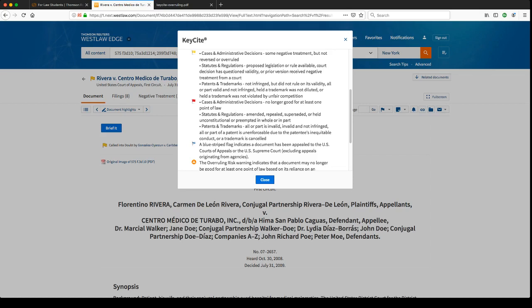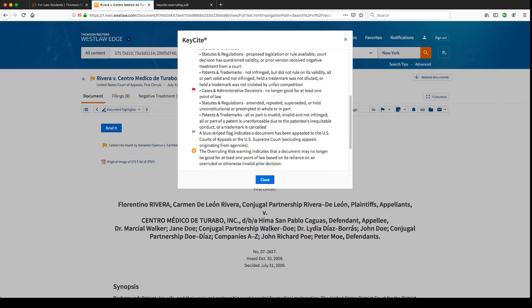A red flag, on the other hand, can mean one of two things, and this is where people get confused at times. A red flag could mean that your case was directly invalidated on appeal by a higher authority, or a red flag could mean that one of the issues in your case is no longer good, and as long as you do not cite your case for the issue that has been invalidated, every other issue remains in play. We'll talk about those in a few minutes.